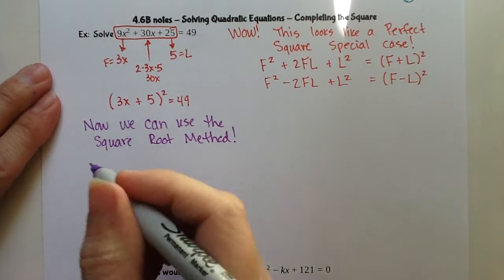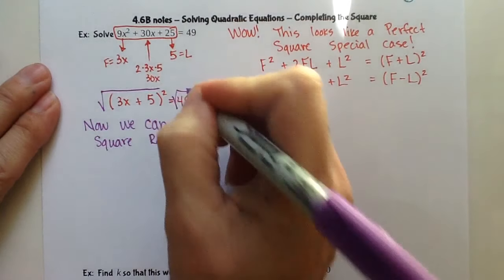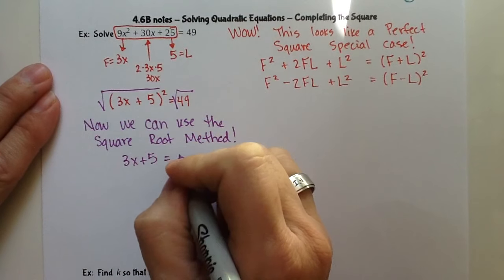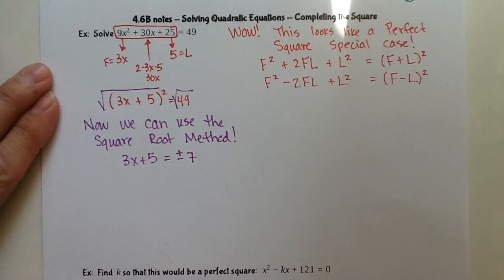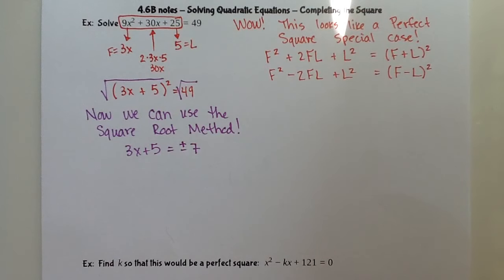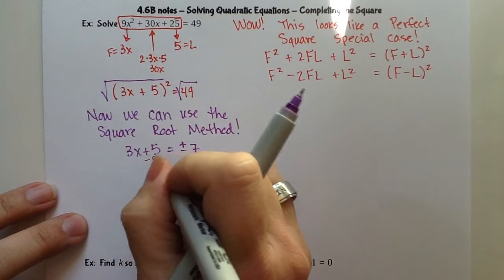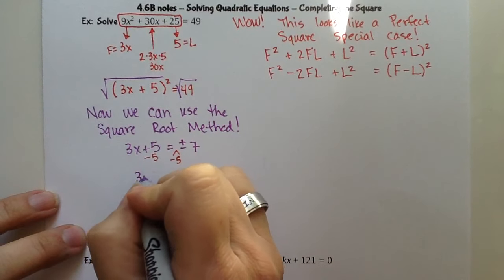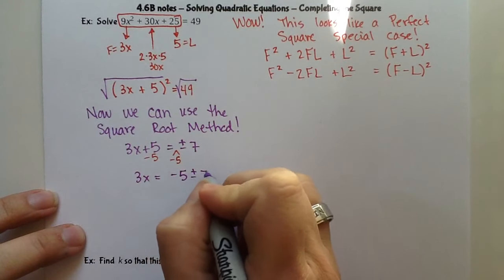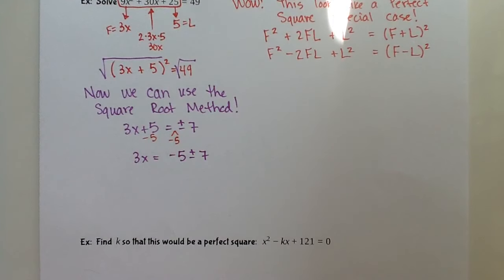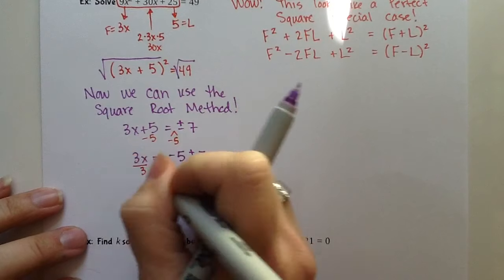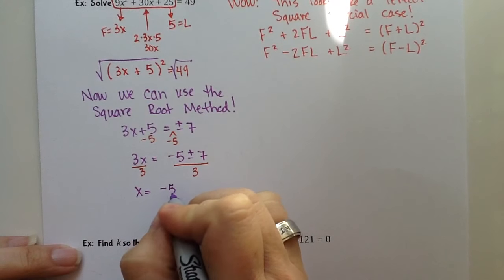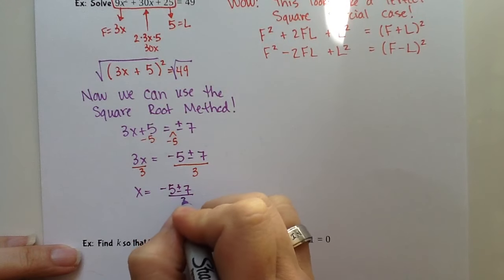Anyway, we can use the square root method, which means we take the square root of both sides. On the left side we get 3x plus 5. On the right side we get, don't forget the plus or minus, so plus or minus 7. Now we have to do a little bit of work here to get to our answer. We'll need to subtract 5, which remember goes in front of that plus or minus 7. So now 3x equals negative 5 plus or minus 7. But we're not done. We still have to divide both sides by 3. So we'd get x equals negative 5 plus or minus 7 divided by 3.